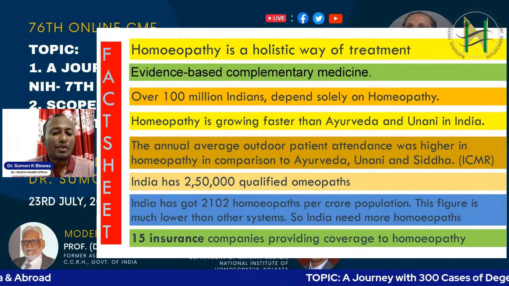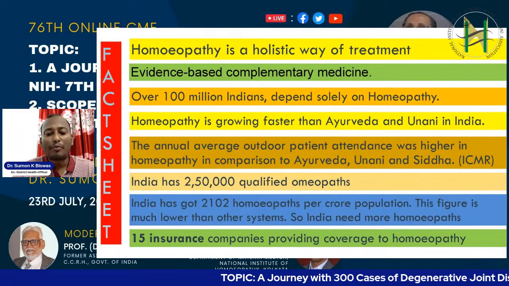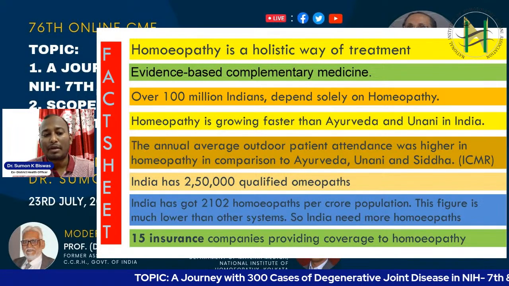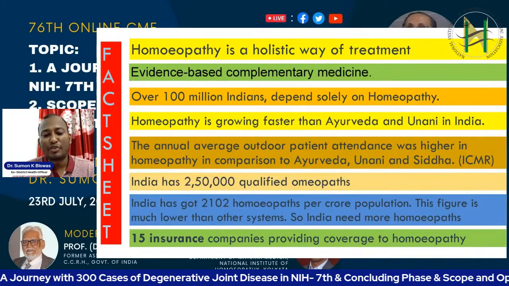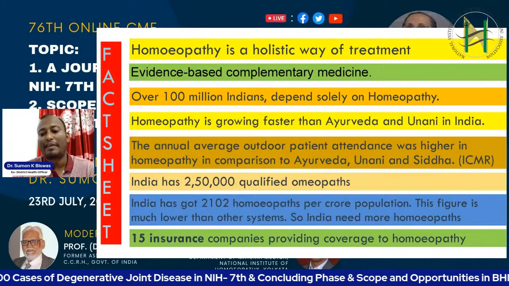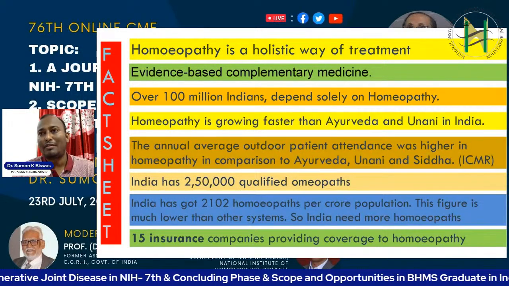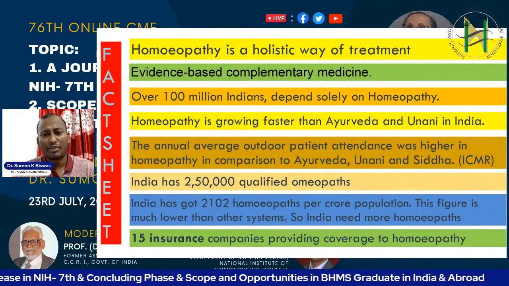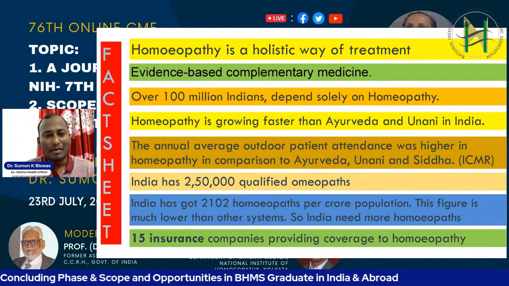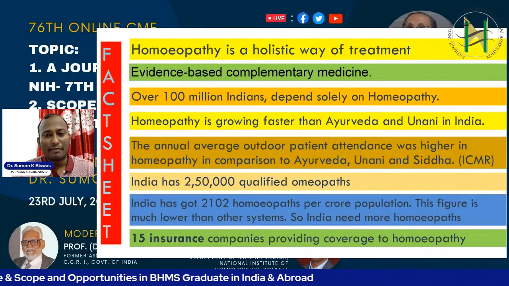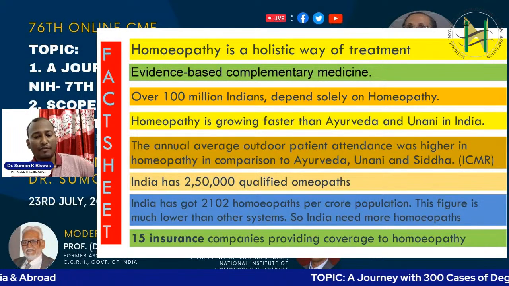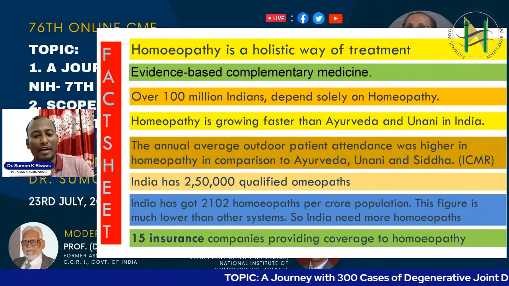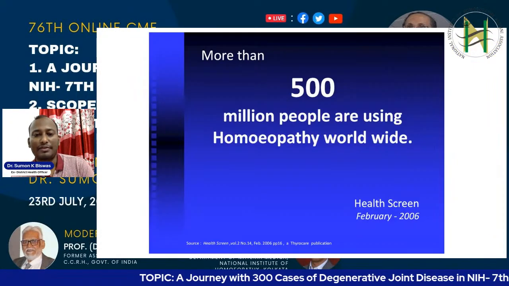Previously, no health insurance companies were providing coverage for homeopathic treatment. But after the ministry was formed, 15 health insurance companies are providing full coverage to homeopathic treatment. Those who come for homeopathic treatment can claim for their treatment costs. So 15 health insurance companies are providing full health coverage.